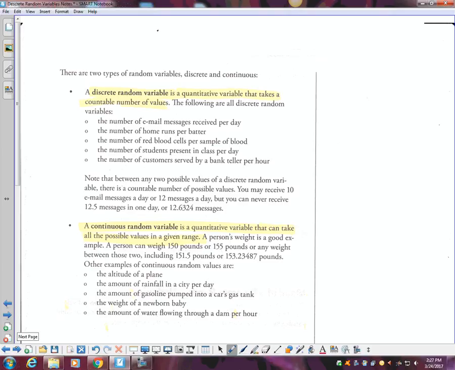Okay, so you need to know the difference between a discrete and a random variable. Discrete is a quantitative variable that takes a countable number of values, something you can count. The number of email messages received in a day, the number of home runs per batter, the number of red blood cells per sample of blood, the number of students present in class, something that you can tangibly count. Notice that between any two possible values of a discrete random variable, there is a countable number of possible values. You may receive 10 email messages a day or 12, but you can't receive 12 and a half. So discrete means almost like distinct.